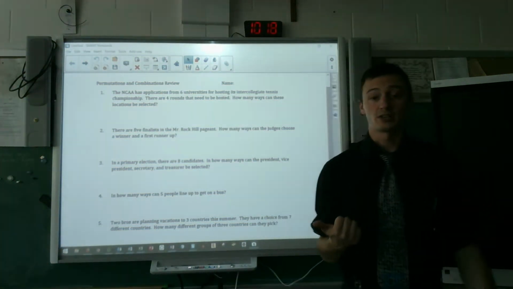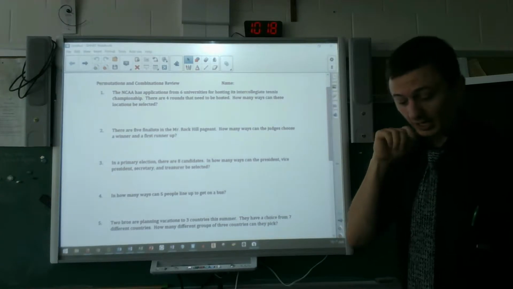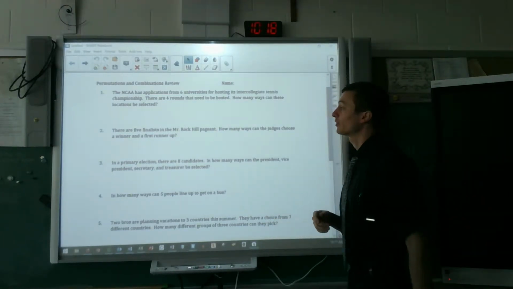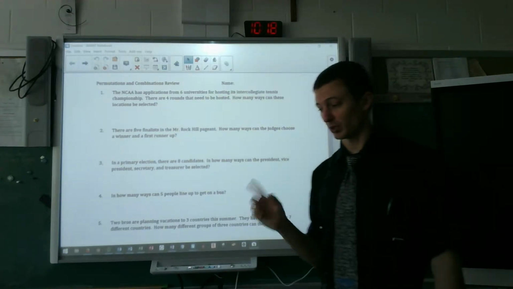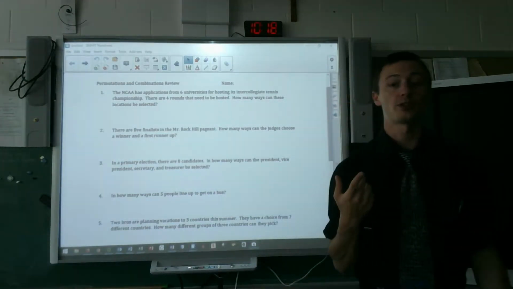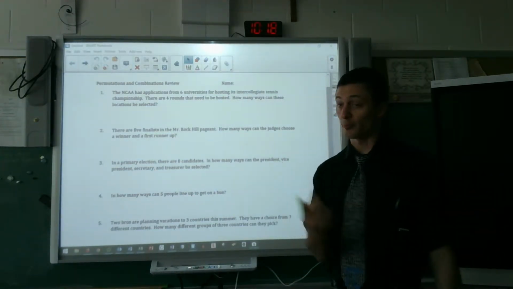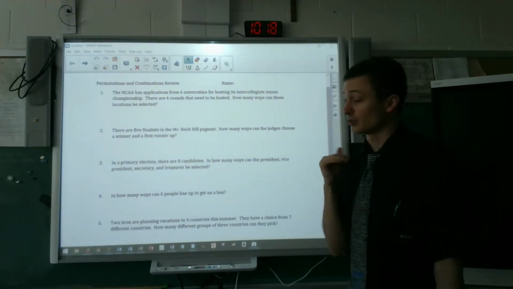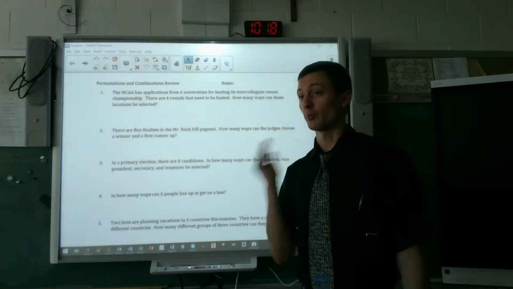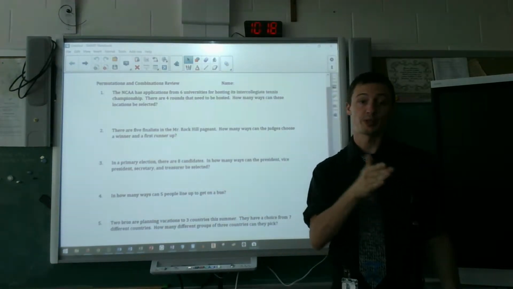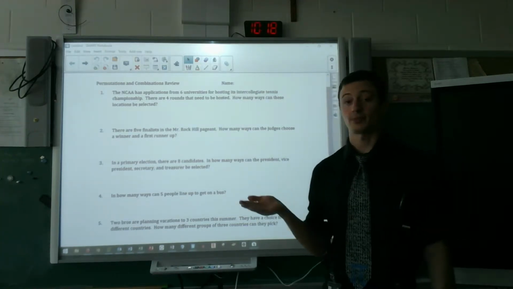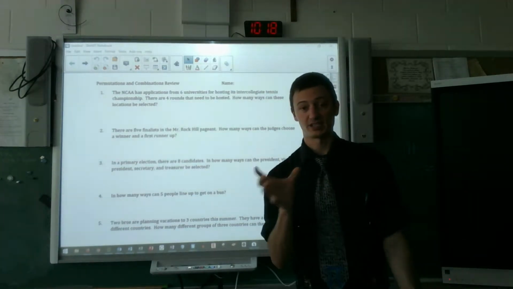Okay, so we're talking about permutations and combinations, and here are the examples that I wanted you to try out first. The big difference between permutations and combinations is that with permutations, the order matters, and with combinations, the order does not matter. So for a permutation, 1, 2, 3 would be different from 1, 3, 2, and with combinations, 1, 2, 3 is the exact same thing as 1, 3, 2. They both have the same elements in that selection.